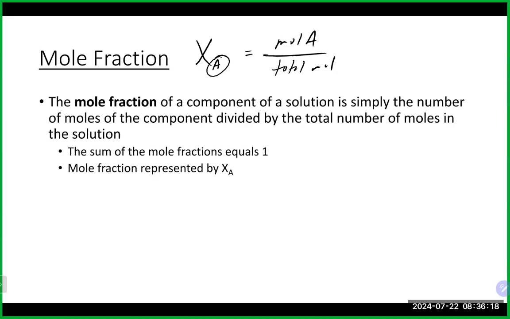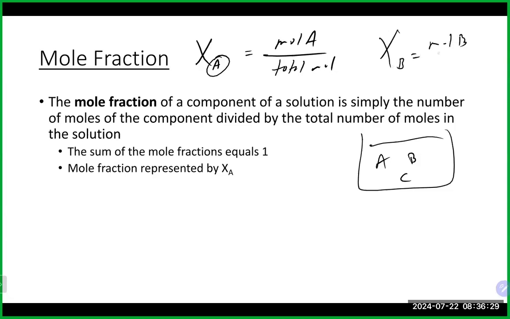You could also do that in a situation where you had a bunch of stuff floating around, A, B, C. You could do it for everybody here. This would be the moles of B divided by the total moles. Again, if you did something like this, you could figure out the mole fraction of C by subtracting from 1. So 1 minus the total of those two together will also give you the mole fraction of C, since that's the only other one that's present.